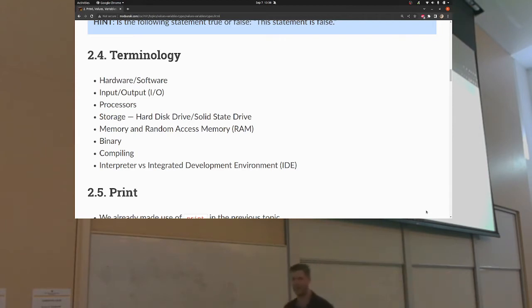What else do I have? Processors, well that's like the thing that does all the work in your computer. It's the thing doing all the number crunching. Storage, things like your hard disk or solid state drive. This is where you have long-term storage on your computer.